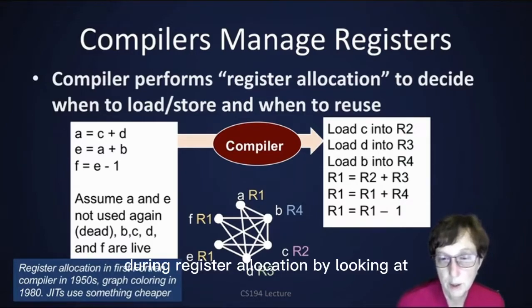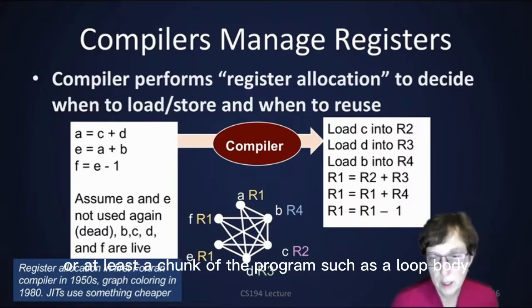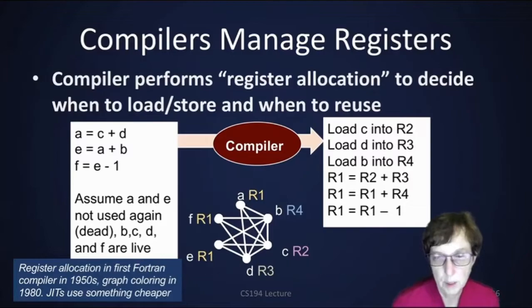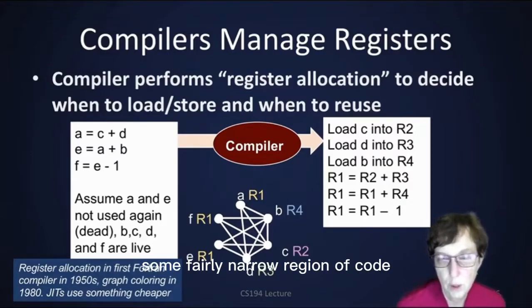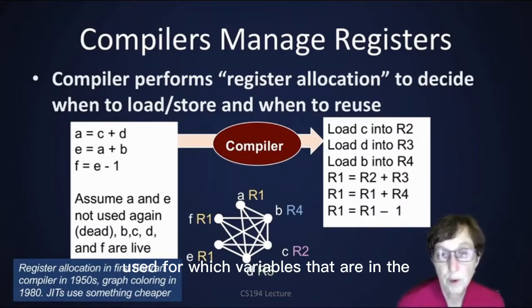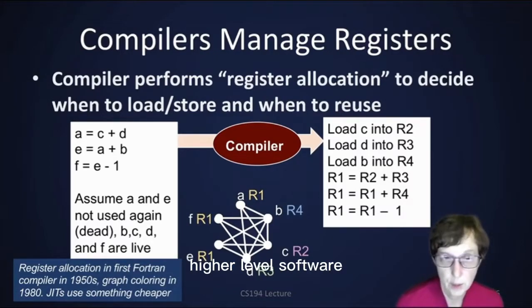So what the compiler does is to perform an operation called register allocation, and it decides during register allocation by looking at the program, or at least a chunk of the program, such as a loop body or a block in a control statement, or some fairly narrow region of code, what registers should be used for which variables that are in the higher level software.